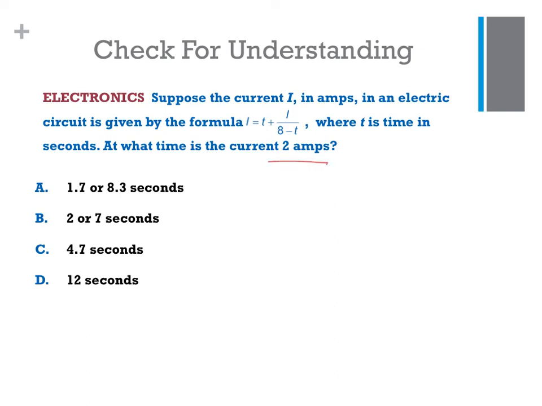So remember, the current is I, so it's telling you that I equals 2, and you are trying to figure out what the time is where the current is 2 amps. So your goal is to take this equation, substitute 2 for I, and then solve the equation for t. Select your response, A, B, C, or D, and press submit.